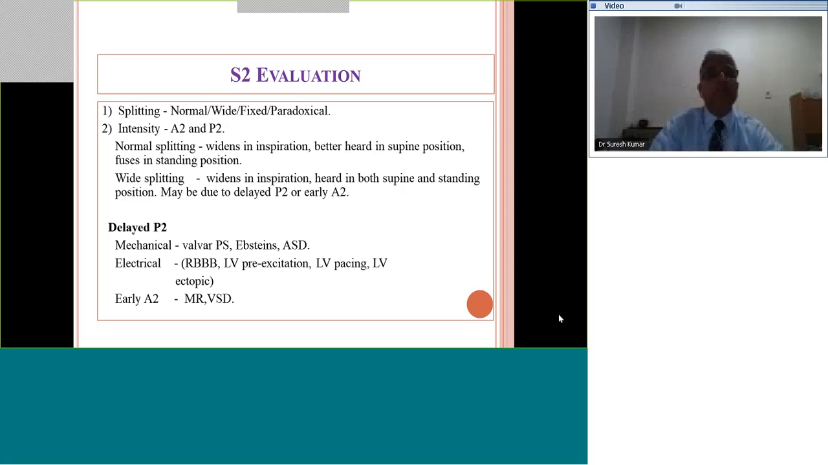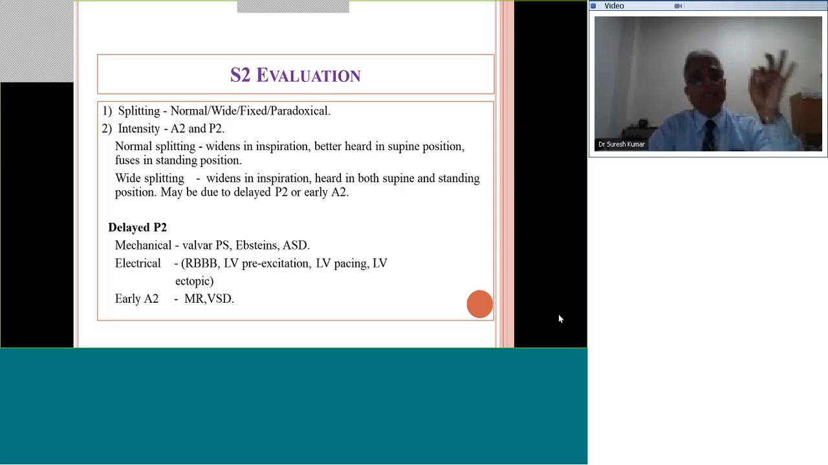Mechanical, as in valvar pulmonary stenosis, Epstein's anomaly, atrial septal defect: either a structural abnormality of the valve, or an abnormal contraction of the ventricle, or a volume overload of the ventricle is delaying the P2. It is electrical when it is due to a right bundle branch block or its equivalence that can happen. You have RBBB equivalence in left ventricular pre-excitation.